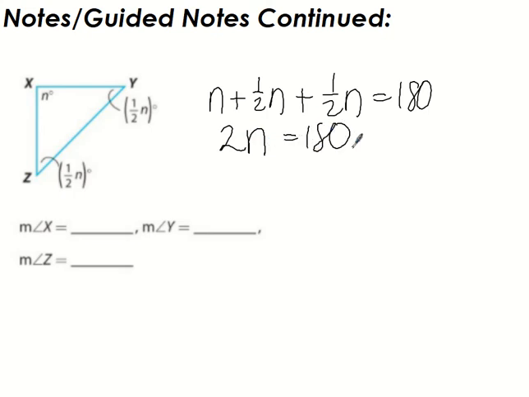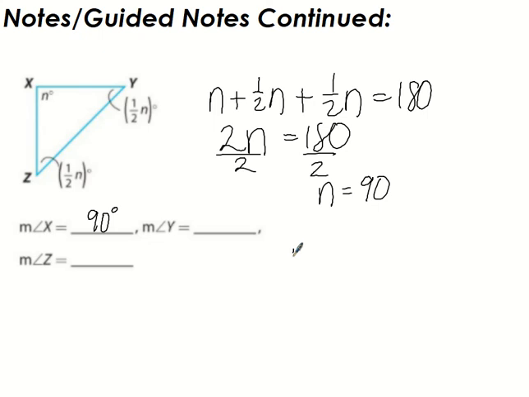And then we will divide, and we should get that n equals 90. Now, that helps me with x. X is n, so I can just put 90 degrees right here. But for y and z, they are half.